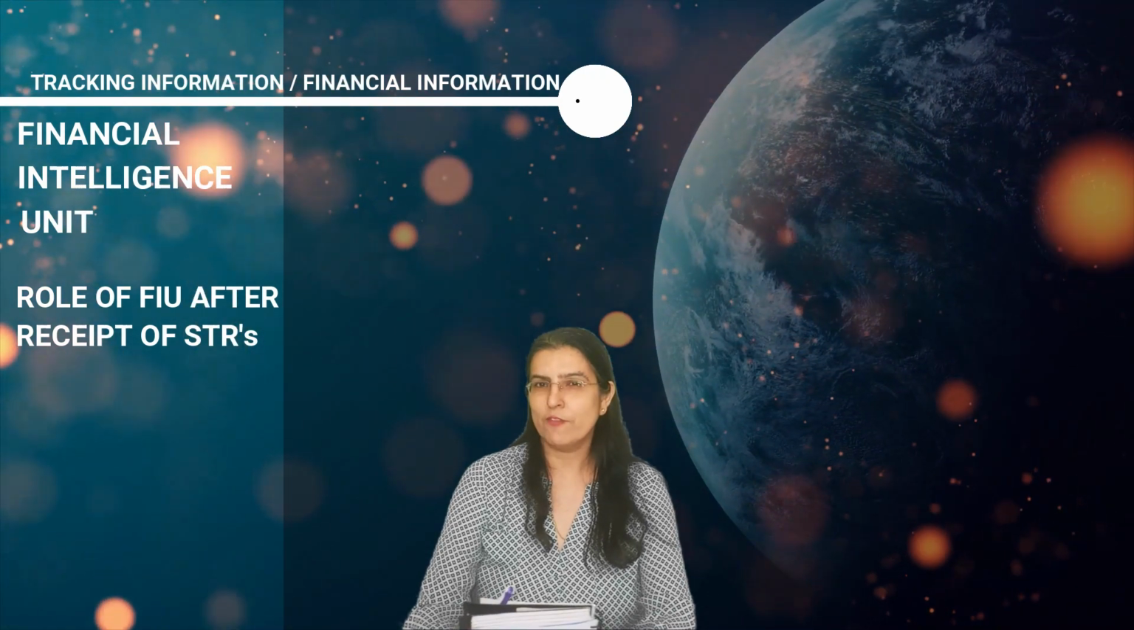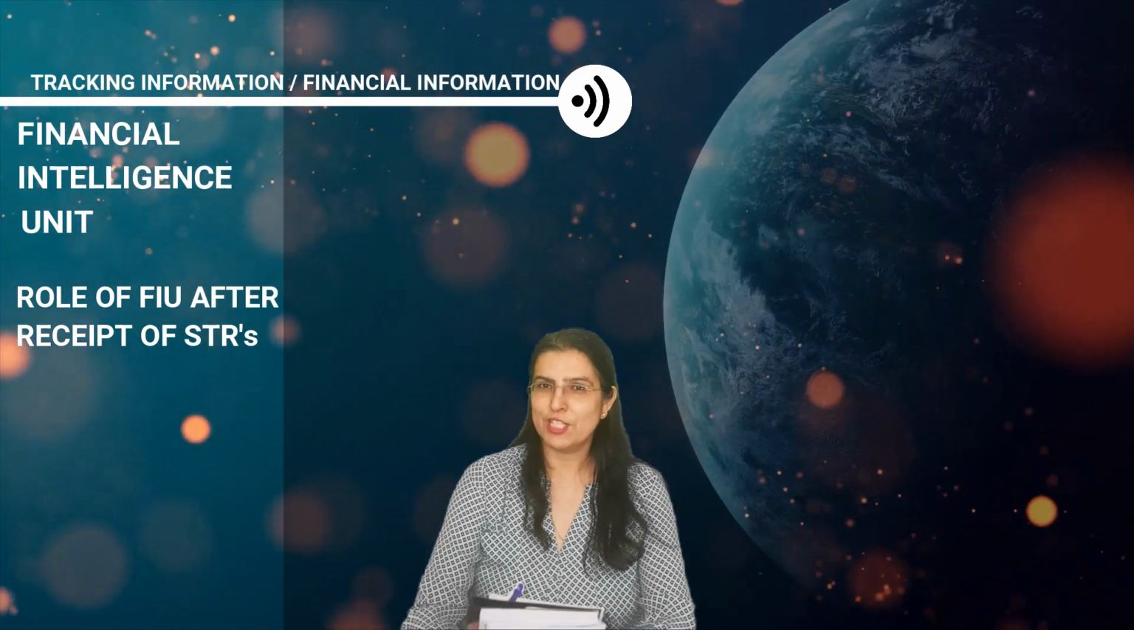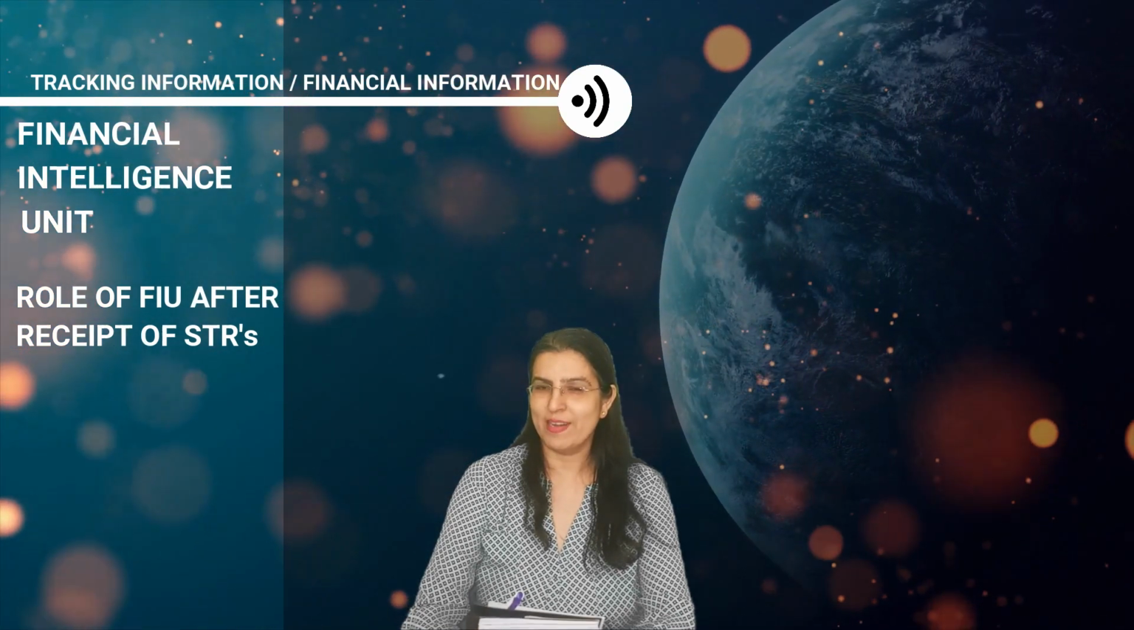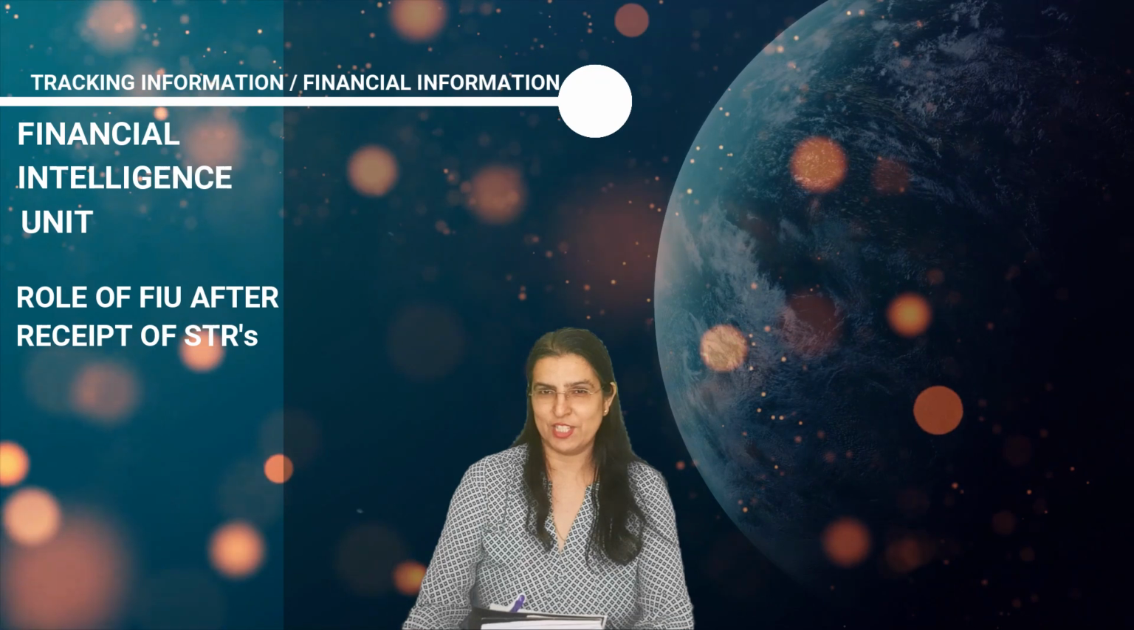Question number 2 of today's video is, what are the functions of FIU? This we have also covered in our video, but let me recap. The functions of FIU are: number 1, receiving cash or suspicious transaction reports; number 2, analyzing those reports; number 3, sharing such information with the enforcement agencies.